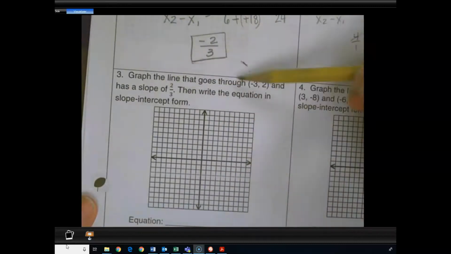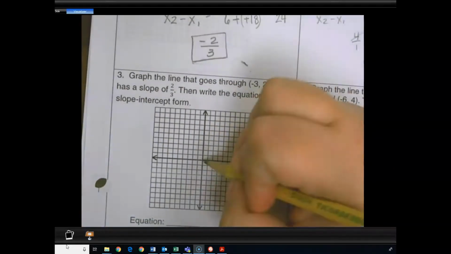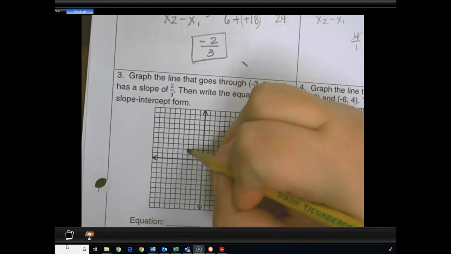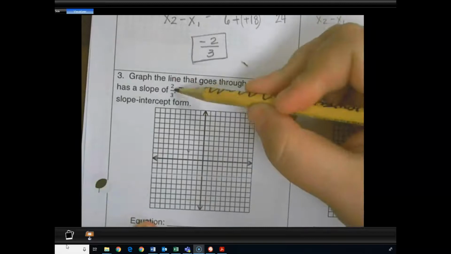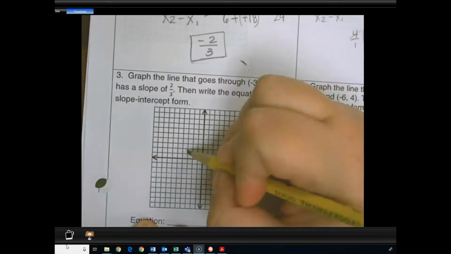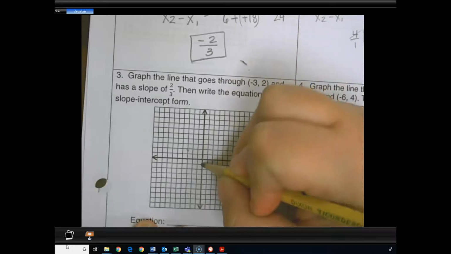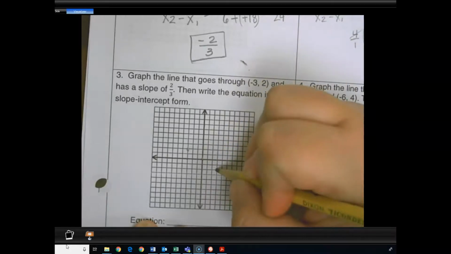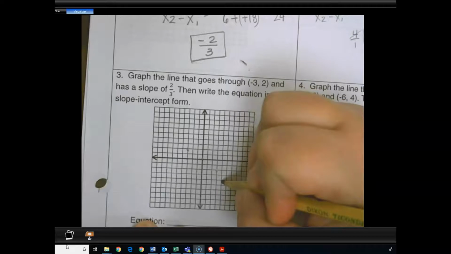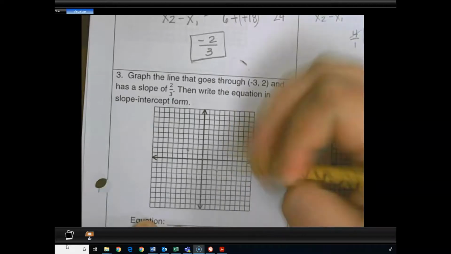Alright, let's look at number 3. Graph the line that goes through the point negative 3, 2 and has a slope of 2/3. So I'm going to go down 2 over 3. It doesn't matter what point I start with, I'm always going to be able to use my slope to get the rest of the points.